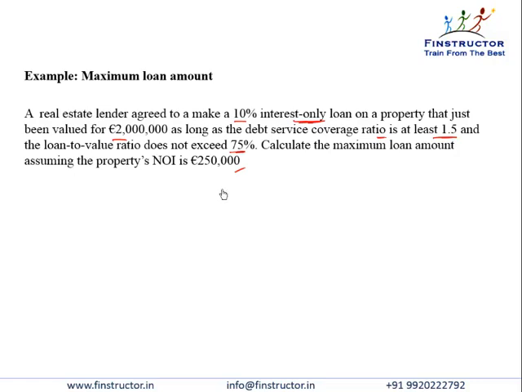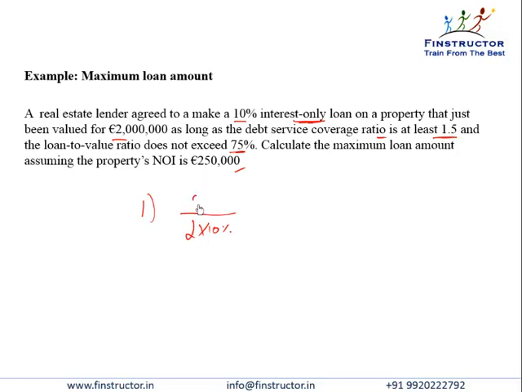So let's compute the maximum possible loan first from the first condition and then from the second condition. The first condition says that the debt service coverage ratio should be at least 1.5. Whatever the loan amount is, times 10% will be the interest payment. There is no principal payment. You don't have to pay principal on an annual basis; you can pay it in a lump sum at the end. So the servicing every year is only the interest. So the loan amount times 10% will be the debt servicing.